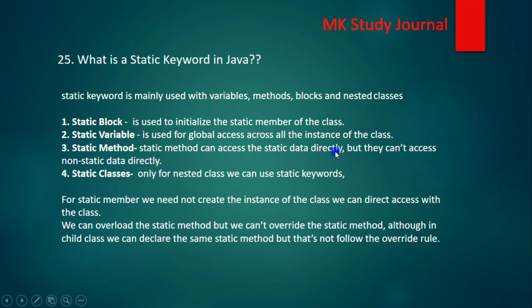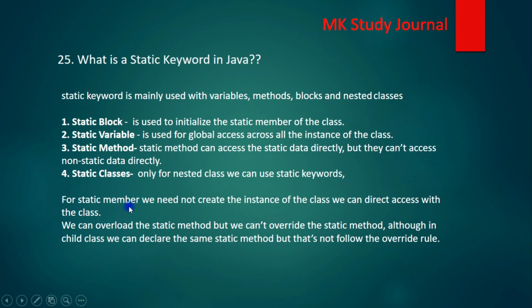Then the next question is, what is the static keyword in Java? As we have discussed, using the static keyword we can create variables, methods, blocks and nested classes. So we can have a static block, a static variable, a static method and static classes. Actually, the main class can't be static, but we can create a nested static class. Basically, an inner class can be created as static.